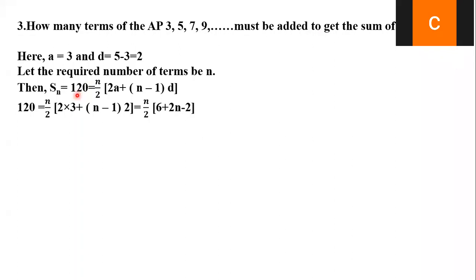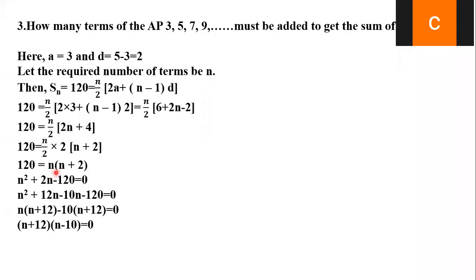Apply Sn value 120, A value and D value in the particular equation. A value is 3, 2 threes are 6, and D value is 2. Just apply the values here. 2 threes are 6, and 2 multiplied by n minus 1, 2n minus 2. Any doubt till here, children? Next, 120 is equal to n by 2 into 6 minus 2, 4. 2n plus 4. Here I'll take 2 common. If I take 2 common, 2 and 2 will get cancelled. n plus 2 will remain.